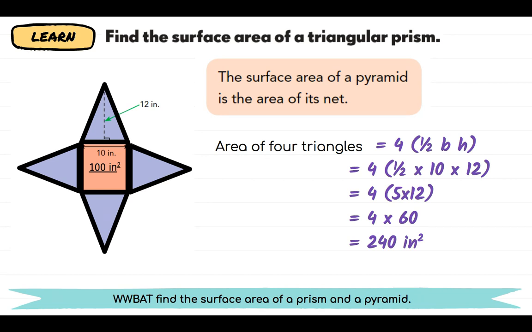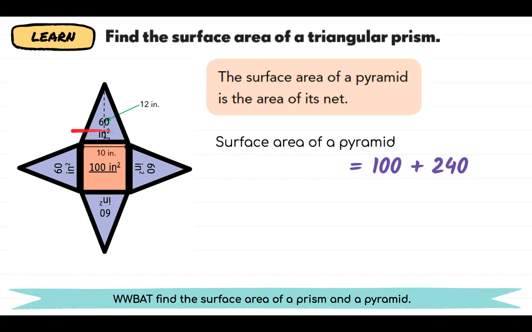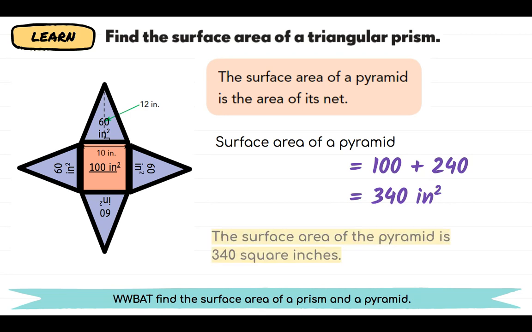Now in order for me to find the surface area of the whole thing, I can add them all up. So I have 100 square inches from the middle and then 240 from the four triangles, which equals 340 square inches. So I can conclude that the surface area of the pyramid is 340 square inches.